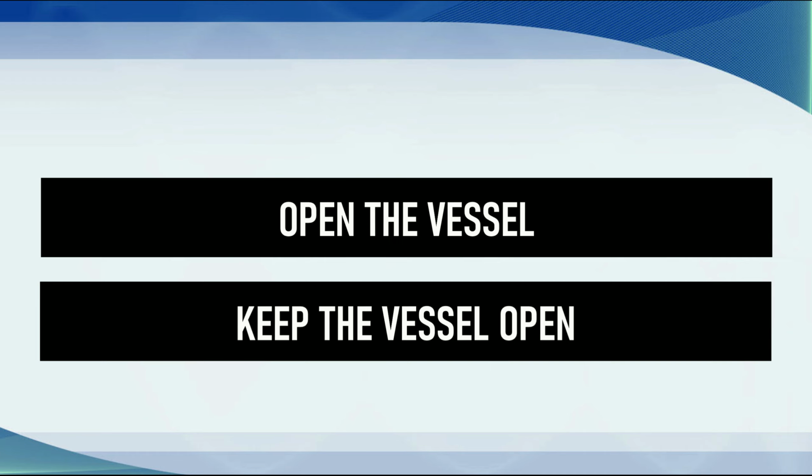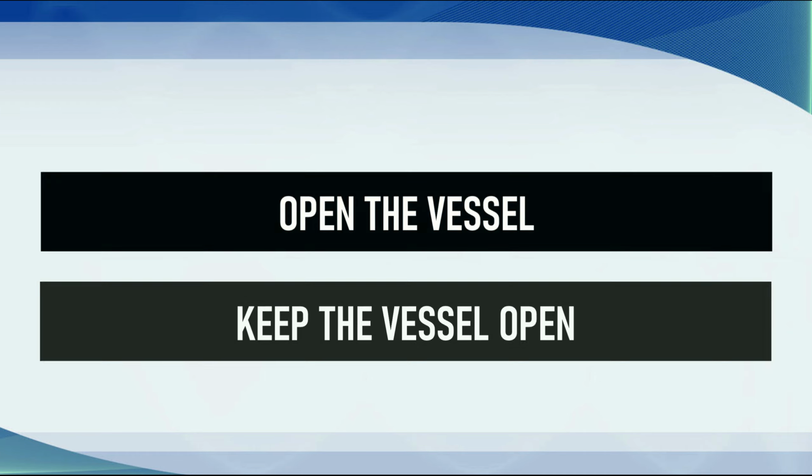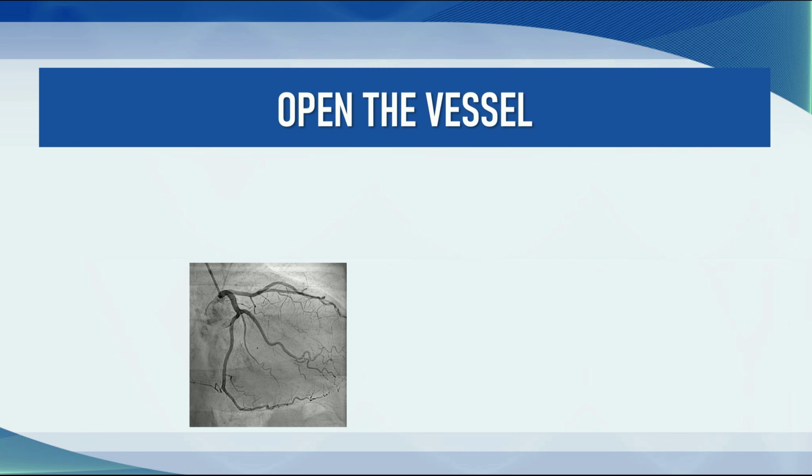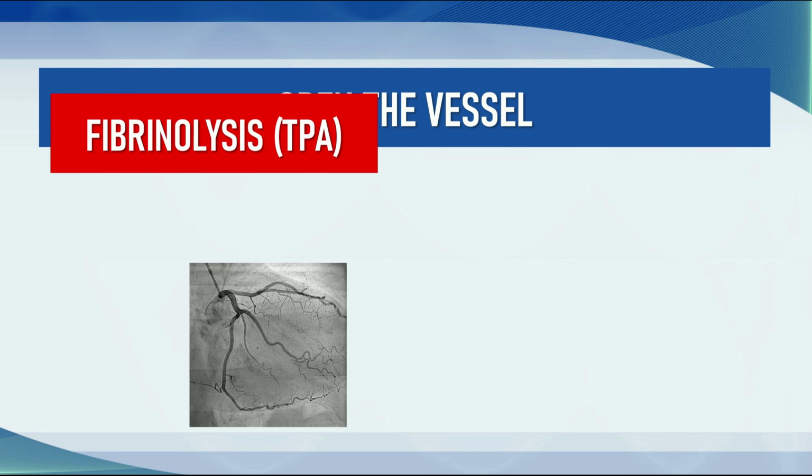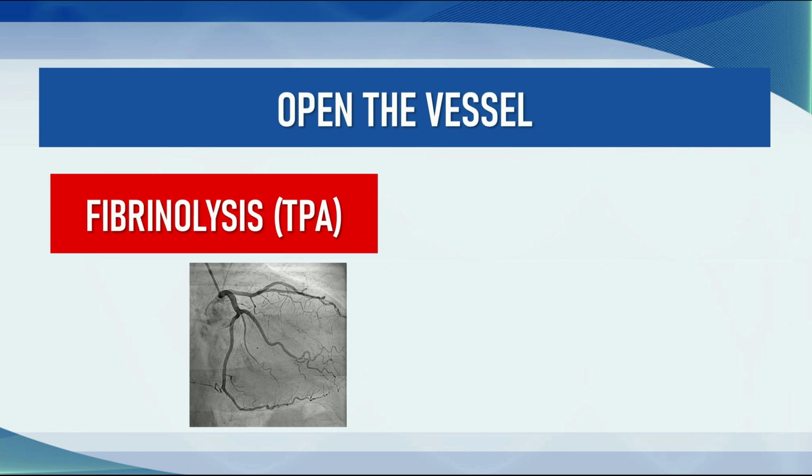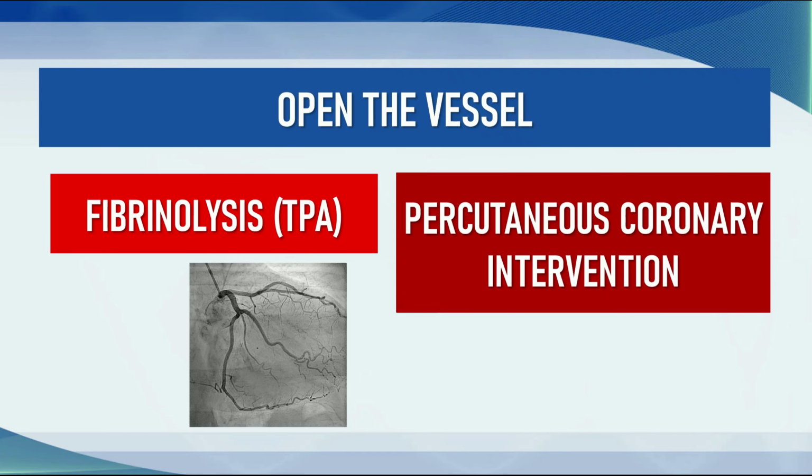What about opening the vessel and keeping the vessel open? The vessel can be opened using fibrinolysis, such as TPA, but these days the standard of care is percutaneous coronary interventions, angiography plus proceed. The anatomy can be defined, the culprit artery identified, and angioplasty and stenting performed.